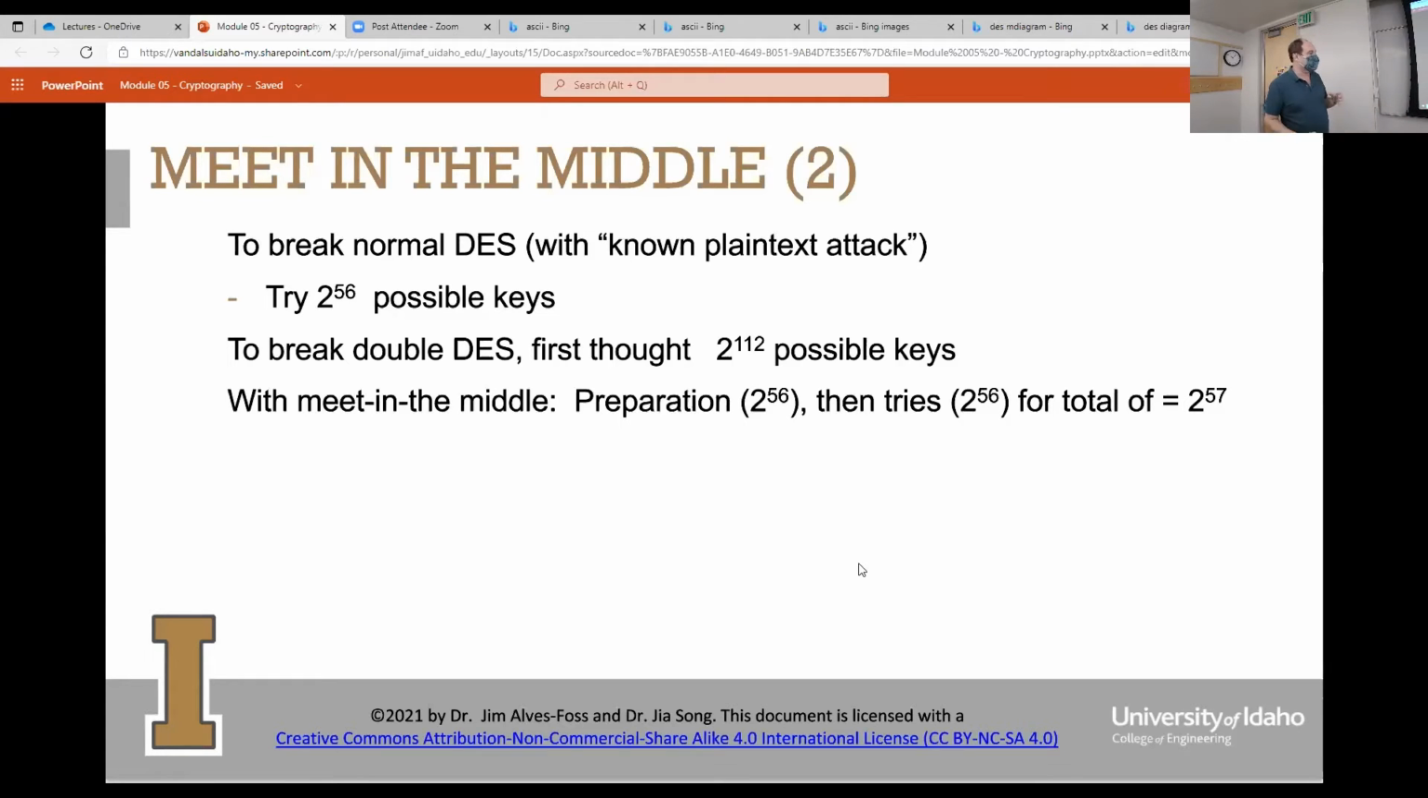And I just say this because you can see that's a tremendous reduction. It's only twice as hard as regular DES. Double DES is twice as hard. It's not exponentially harder. And this is something people run into when they try to build their own crypto. They miss the smart, intelligent attacks the attackers do.